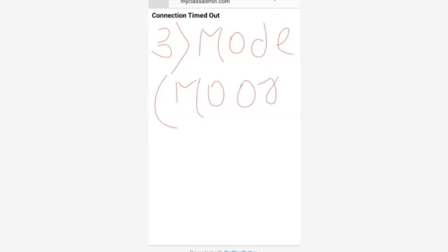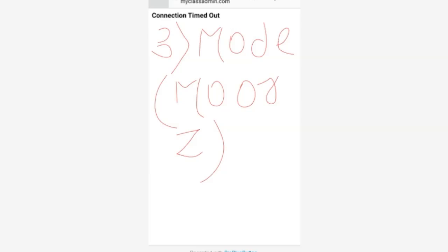The third average, which is called mode, is represented by using MO or capital Z. So now when we are going to start with this third average, which is being called mode.